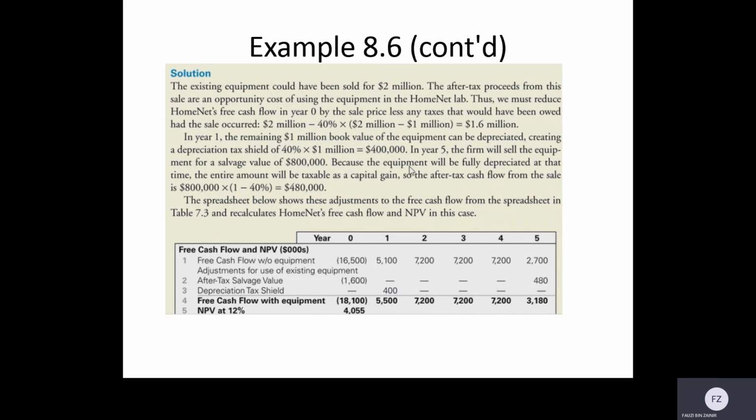And in year 5, the firm will sell the equipment for a salvage value of 800,000. Because the equipment will be fully depreciated at that time, the entire amount will be taxable as a capital gain. So the after-tax cash flow from the sale is 800,000 times 1 minus 40%.